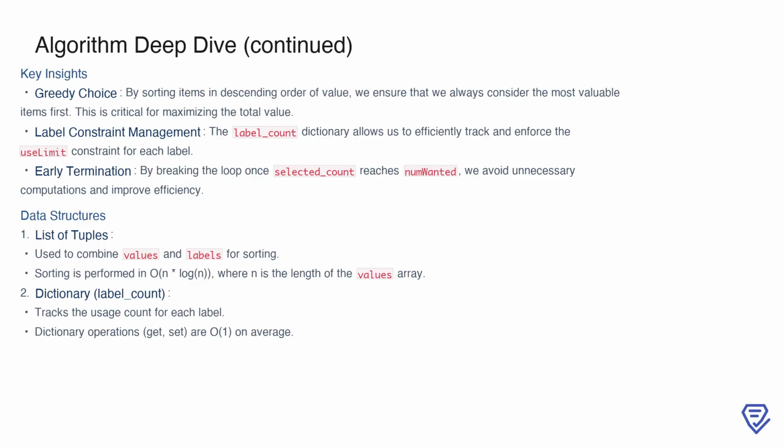the algorithm's performance. The algorithm relies on two key data structures: the list of tuples for sorting, which simplifies processing, and the dictionary for fast label usage tracking. Sorting takes O(n log n), and the dictionary operations are O(1) on average, ensuring overall efficiency.